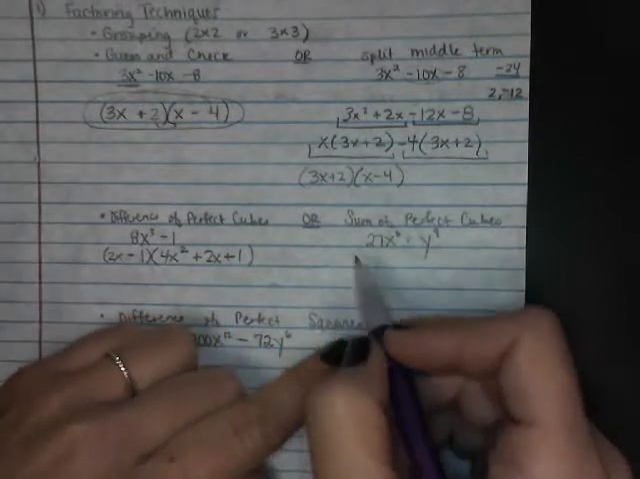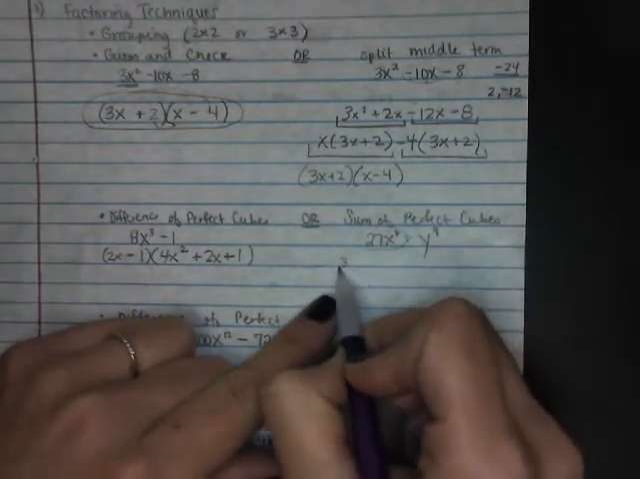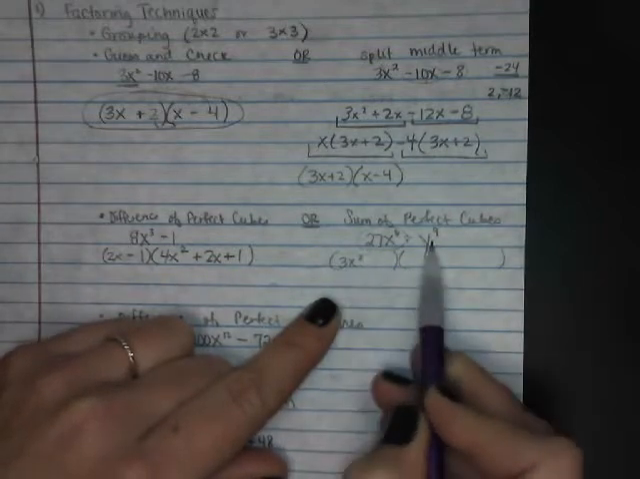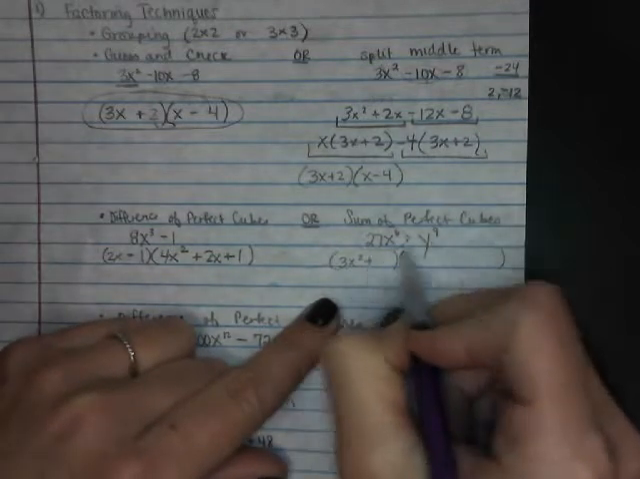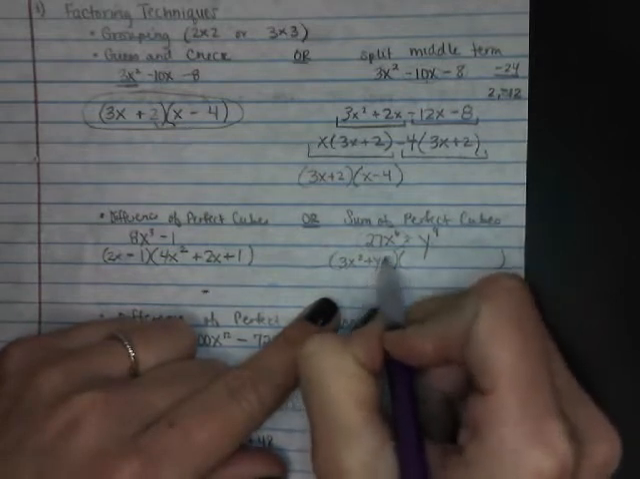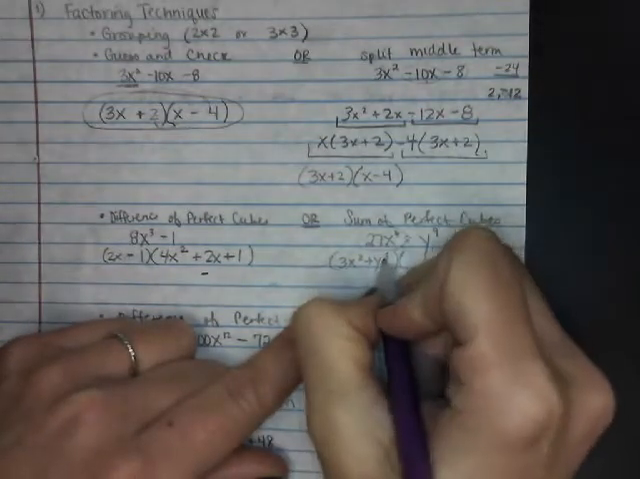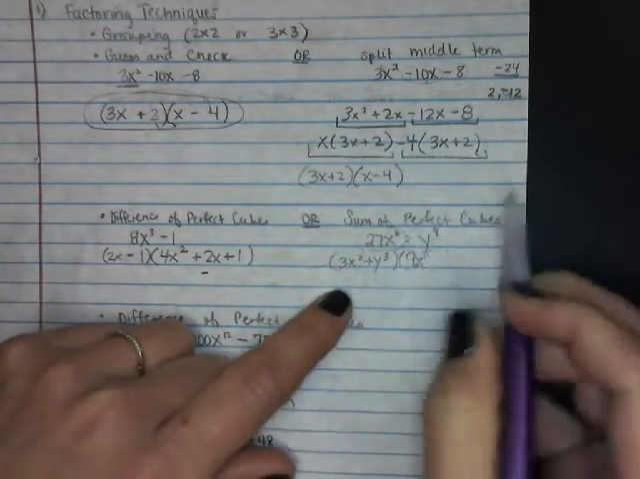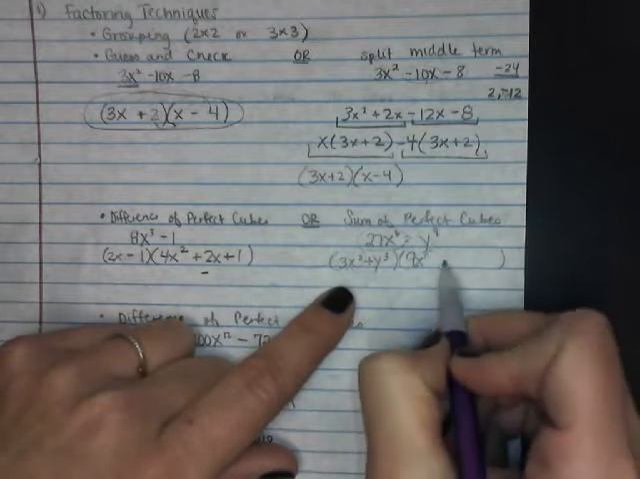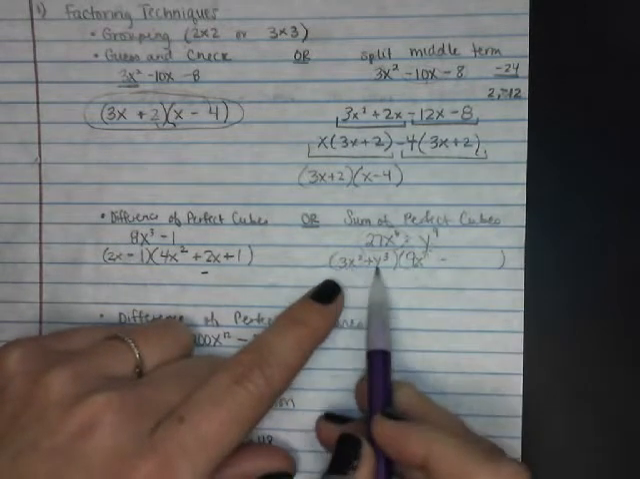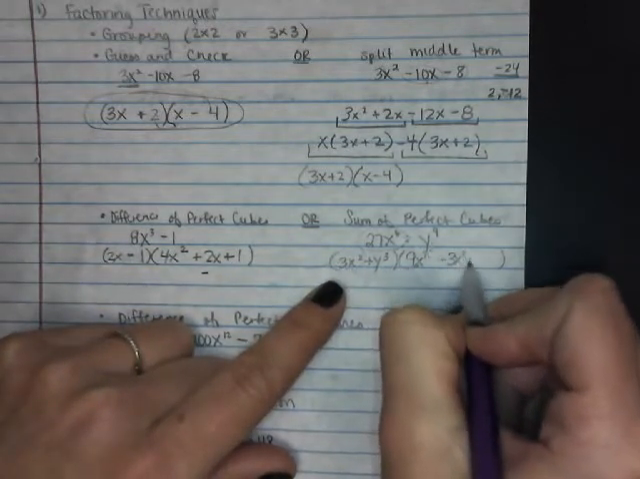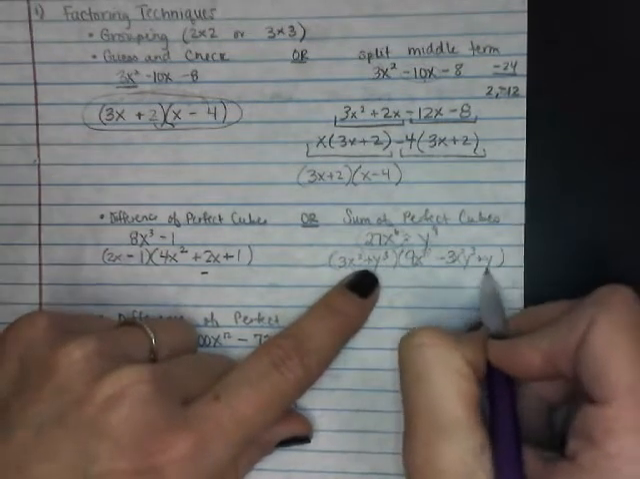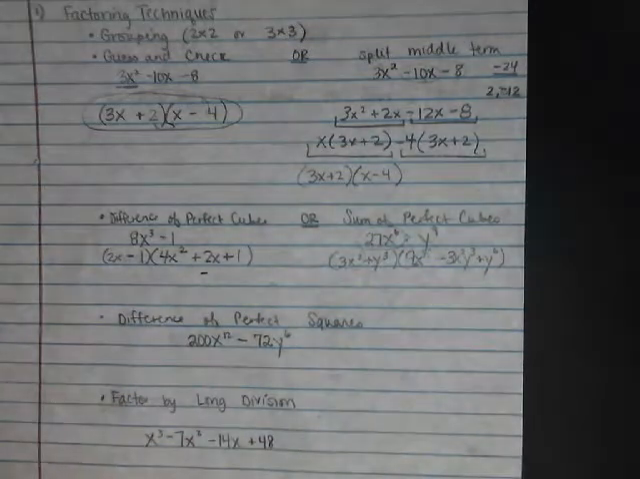Sum of perfect cubes. Cube root of this is 3x squared. Again, it's a binomial, trinomial. So 3x squared plus, because of the plus, and then y cubed. And then when you move over here, square this for the first term. Multiply them together for the middle. Switch the sign so it's a minus, and then it's 3x squared y cubed. And then y cubed squared is y to the 6th, and that's that.